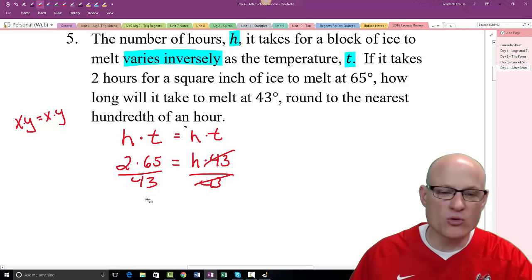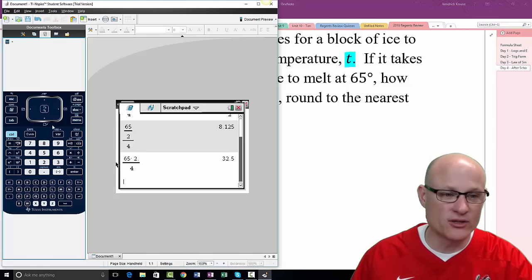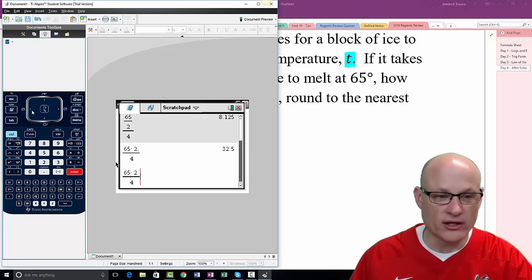All right. So all we're doing is dropping the temperature by about half, so the hours ought to go up about twice as much. But I'm supposed to be dividing by 43. I've taken an easy problem and made it look hard. It's not. There it is.